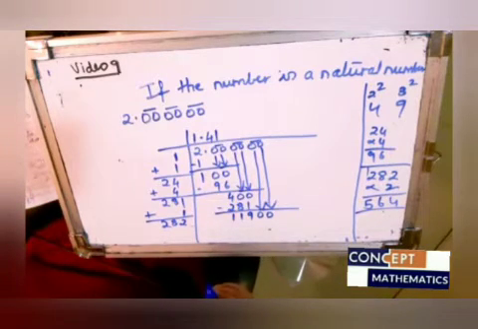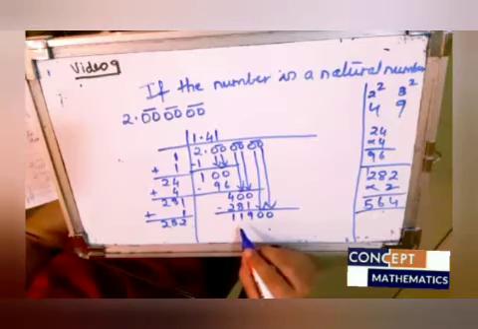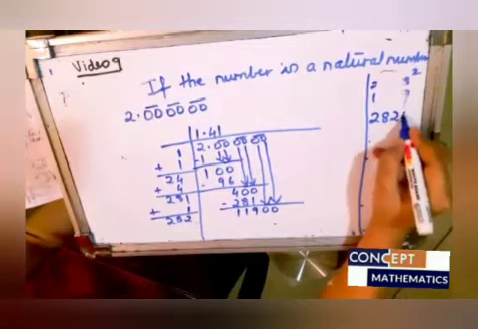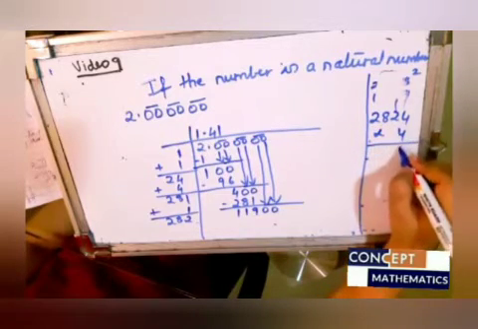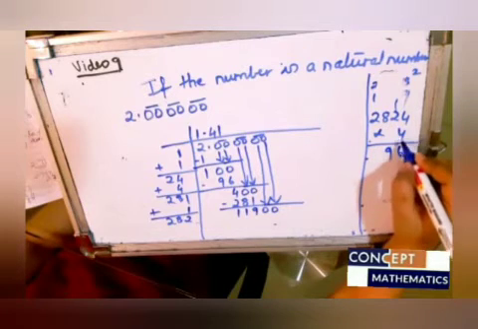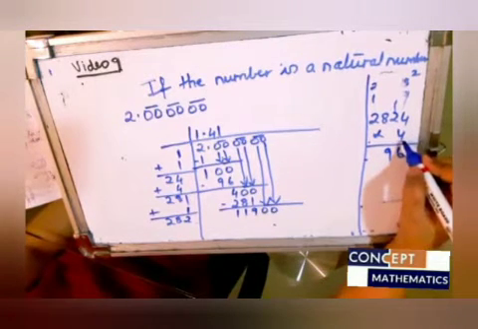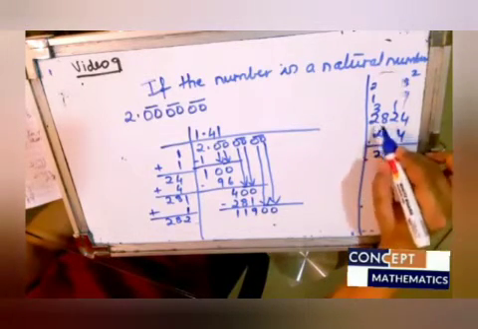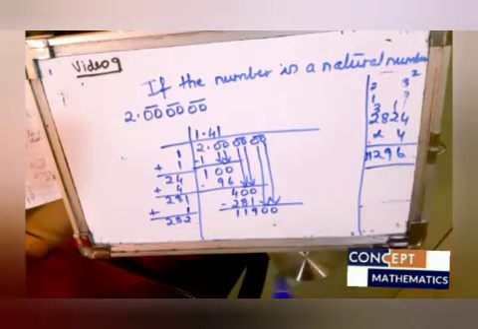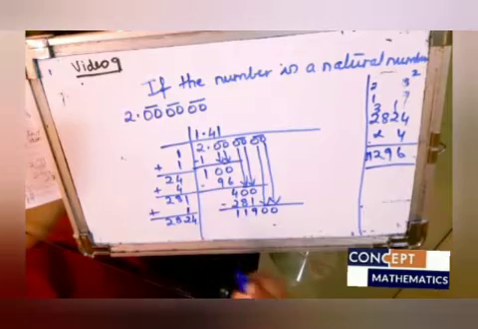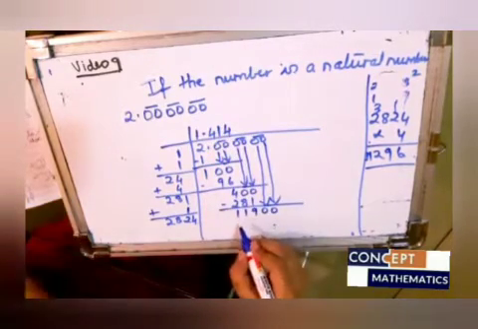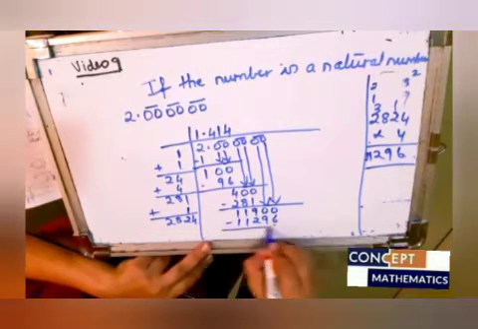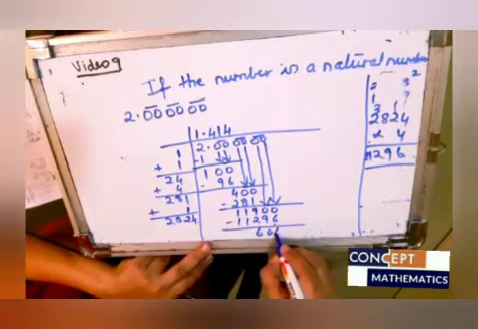So 282 into what will give you a number near to 11,900? Number like 2824 into 4. So 4 4s are 16, 4 2s are 8 and 1, 9, 4 2s are 8, 4 8s are 32. So 3 and 2, 4 2s are 8 and 11. So this is the near number that it has given. So 284 into 4 will give you 11296. You subtract this number, you will get 604.